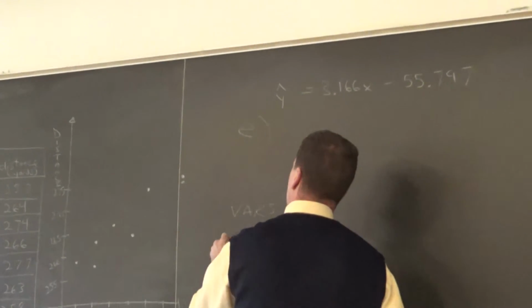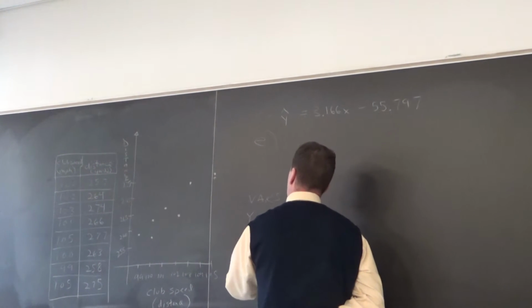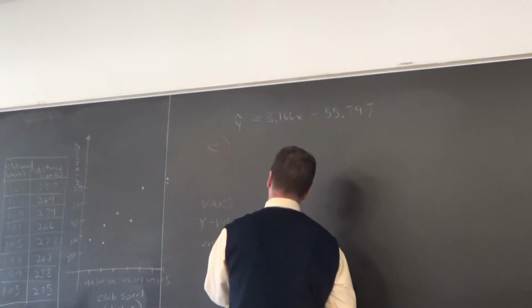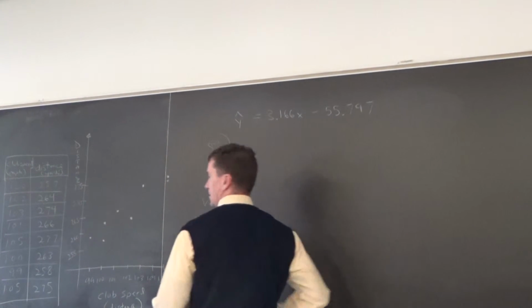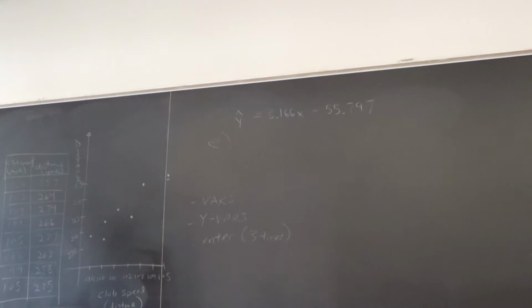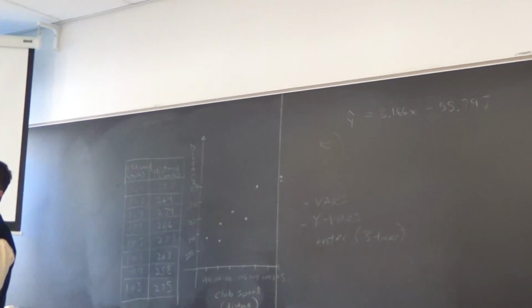I'm going to hit vars, then I'm going to hit Y-vars, and then I'm going to hit enter three times: enter, enter, enter. That's what I'm going to hit, while this cursor is blinking. So when I haven't hit enter yet, see how the cursor's blinking? I'm going to hit vars, Y-vars, enter, enter, enter. And it will automatically put that equation in the y equals for me.